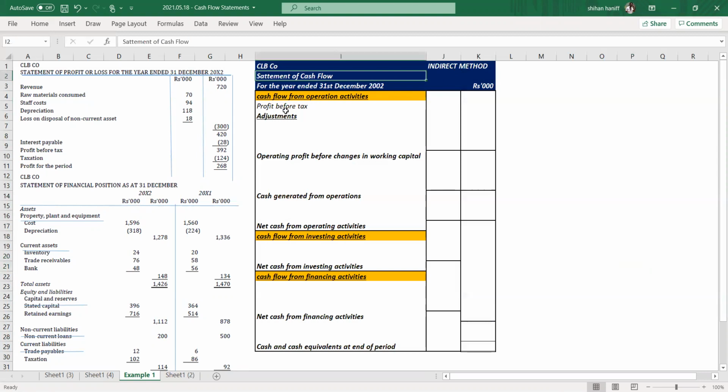Cash flow from operating activities, starting with profit before tax, and heading adjustments. Then we get the answer operating profit before changes in working capital. Then keep 3 lines.